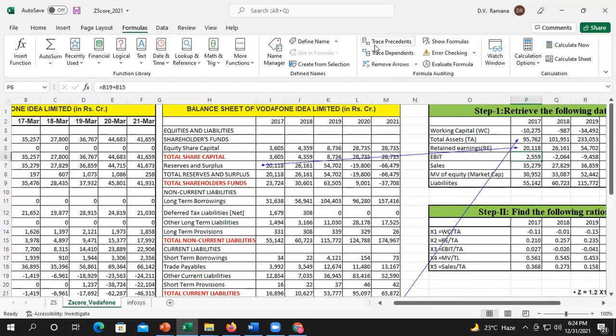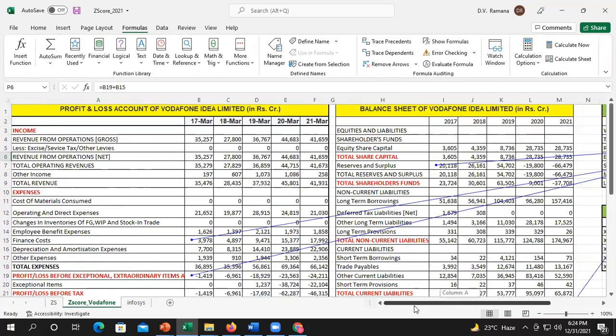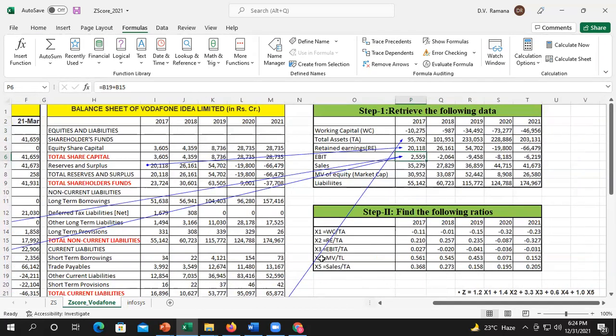We picked the EBIT from the income statement, though EBIT is not directly given. We added PBT plus finance costs and derived the EBIT. Then total turnover from the income statement. Market value, we got this number from Prowess, and liabilities are from the balance sheet. And we use these items to derive the relevant financial ratios.